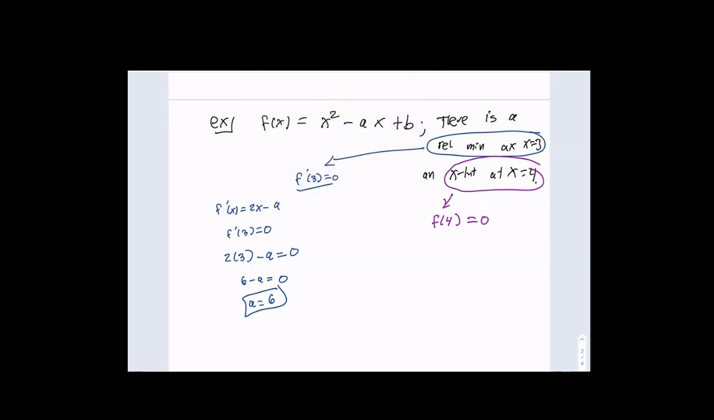So f of 4 is 0. So what do I do? The derivative? No. F of 4 is 0. What do I do? And if you use a form of it, or a lack of describing what it is, I'm going to tell you you're wrong. F of 4 equals 0. What do I do?